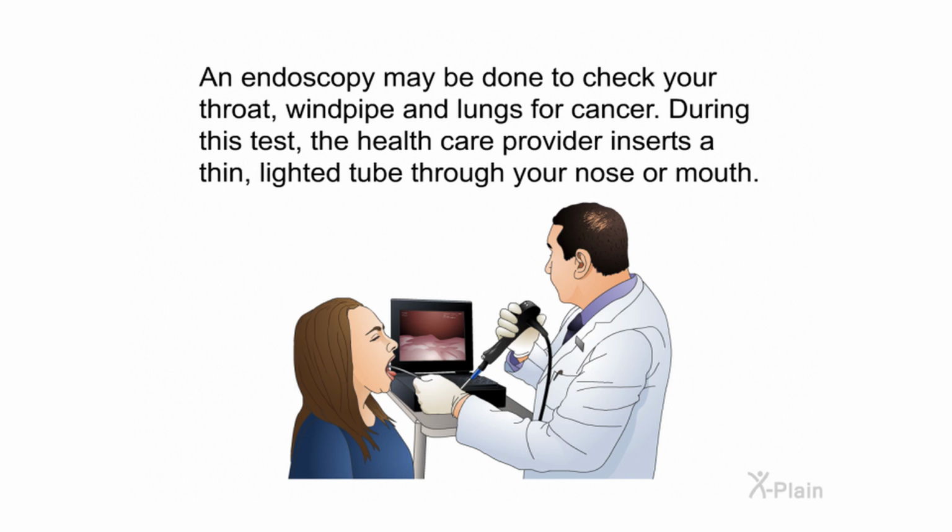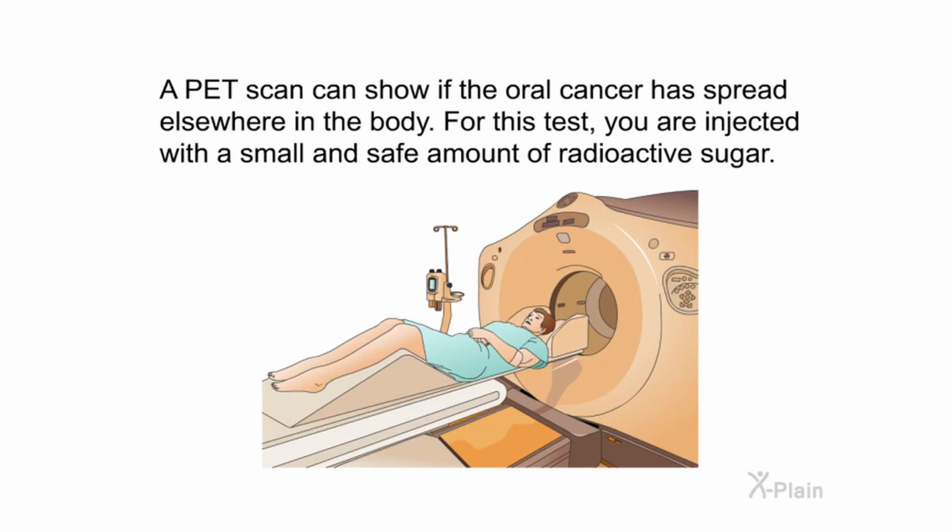An endoscopy may be done to check your throat, windpipe, and lungs for cancer. During this test, the healthcare provider inserts a thin, lighted tube through your nose or mouth. A PET scan can show if the oral cancer is spread elsewhere in the body. For this test, you are injected with a small and safe amount of radioactive sugar.